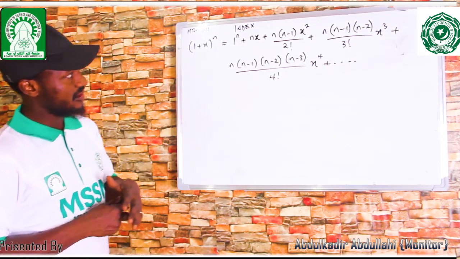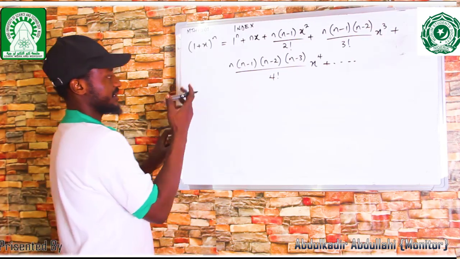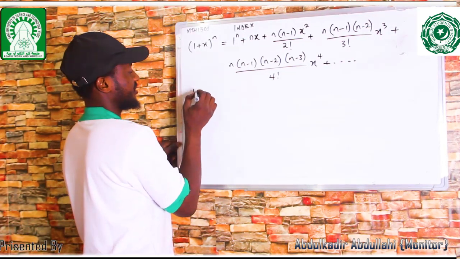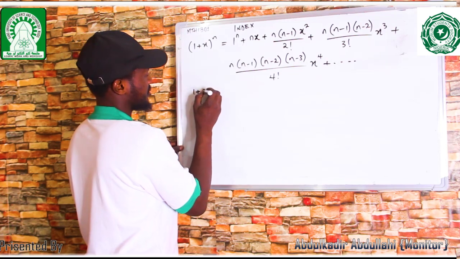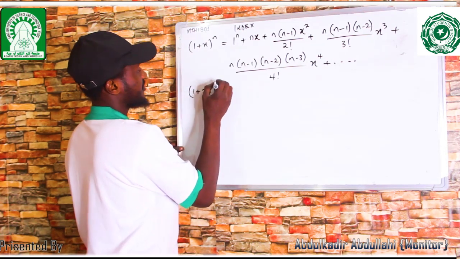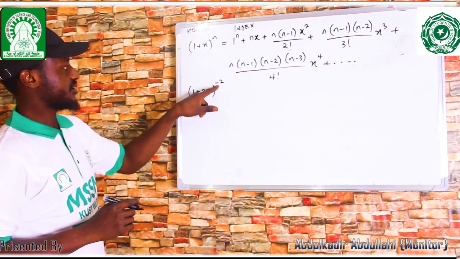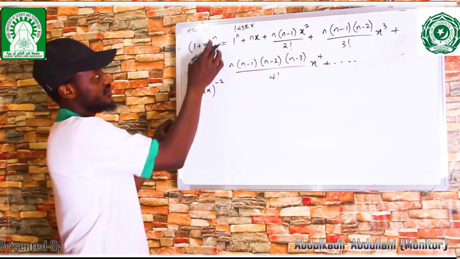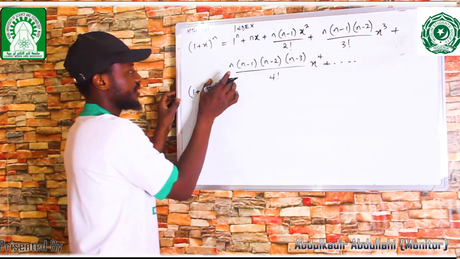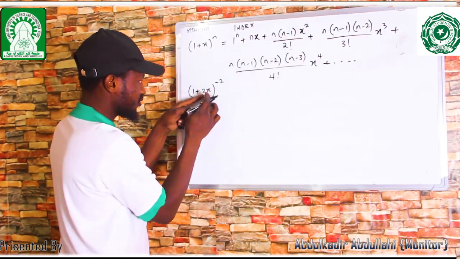Now let's see one example on this. For instance, I might ask to find 1 plus 2x power minus 2. And look at the power. The power here is minus 2. You just assume that your n in this formula is minus 2, and the x here is 2x.